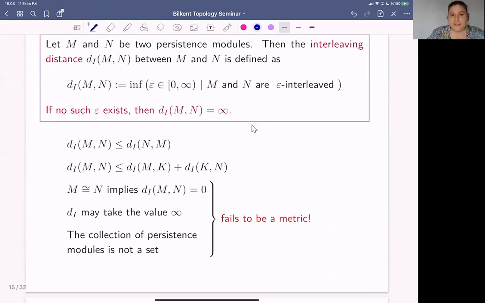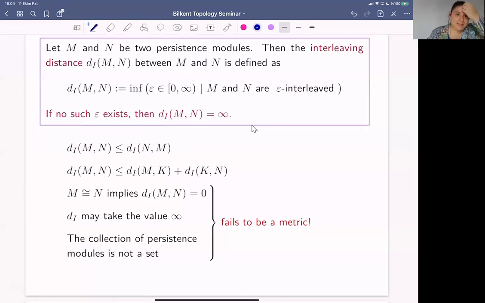This is the interleaving distance, which measures how far two persistence modules are from being isomorphic. You consider all epsilon interleavings, and then you consider the infimum of all epsilon such that M and N are epsilon interleaved. This is the interleaving distance. If you cannot find such an epsilon, then you set the interleaving distance between the two persistence modules to be infinity. So here are some facts, and here is the problem.